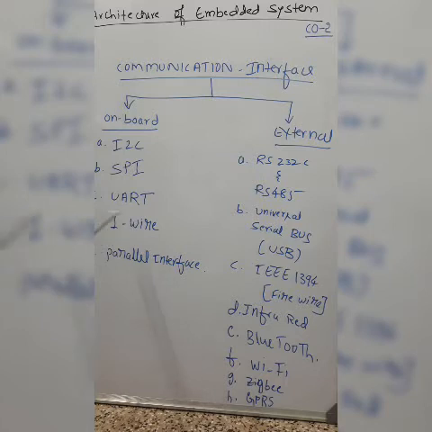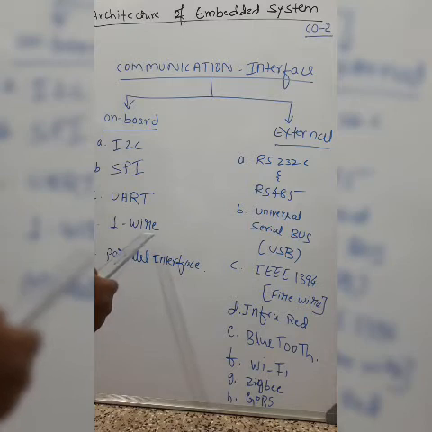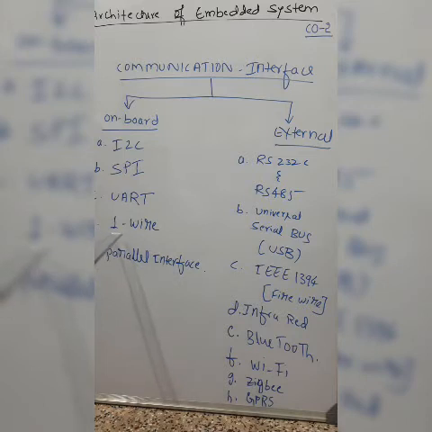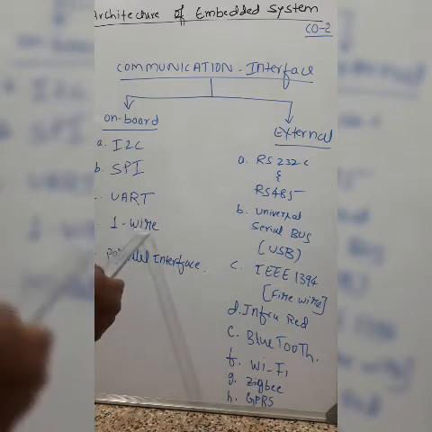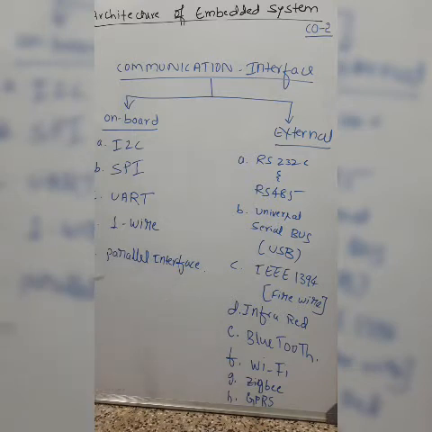Coming to the one wire interface, it has only a single wire. I2C had two wires, SPI had four wires, whereas one wire, as the name itself indicates, has only one wire for communication. Of course, it is half duplex and asynchronous. That means the clock is not used, and data communicates in only one direction at a time. Parallel interface means the number of bits in the data is equal to the number of wires in the bus interface.